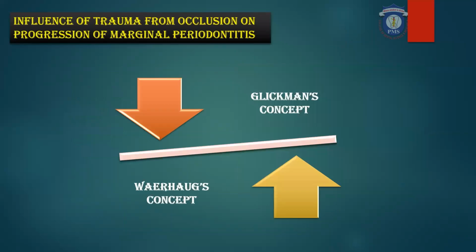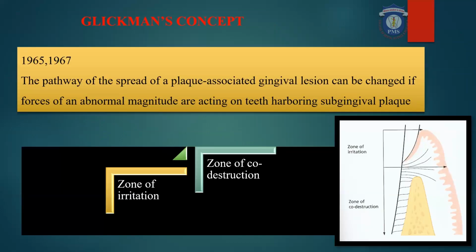The influence of trauma from occlusion on the progression of periodontal disease has been studied by various authors. The main concepts regarding this influence are Glickman's concept and Verheyen's concept. Glickman's concept shows a favorable or positive influence of trauma from occlusion on the progression of marginal periodontitis, whereas Verheyen's concept is a contradictory concept that doesn't show any influence of trauma from occlusion on progression of periodontal disease. Glickman's concept was put forward in 1965, 1967.